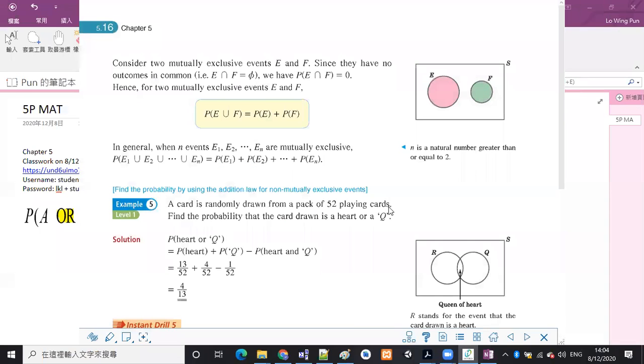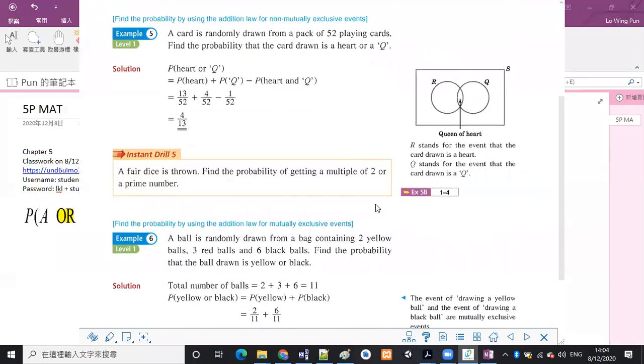OK，我哋睇一啲題目先。Let's go to the book example. Example 5. So a card is randomly drawn from a pack of 52 playing cards. Find the probability that the card drawn is a heart or a queen.